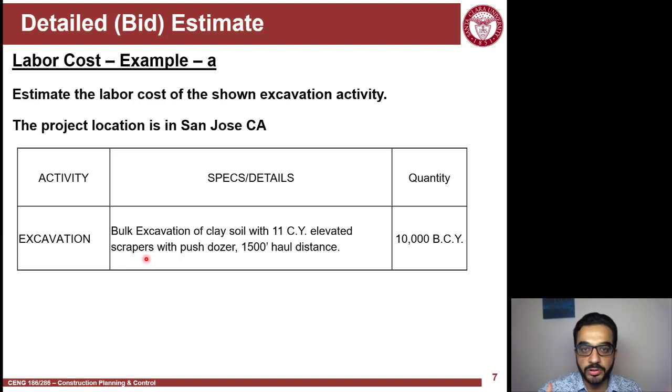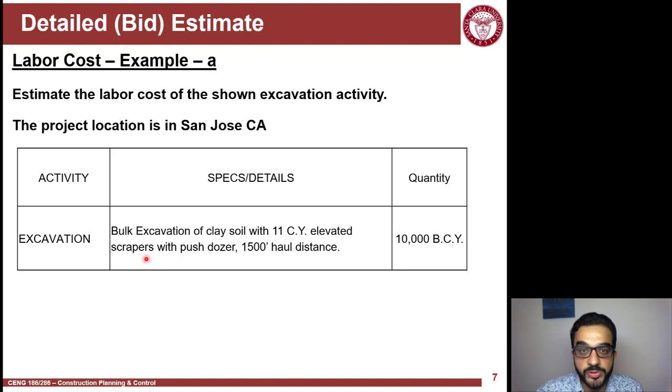Just Google or search YouTube for scrapers and you will see this equipment. It's kind of like scooping the soil like ice cream. It works with a push dozer. We all know the dozers. The dozer here is working, and then these scrapers are traveling back and forth, moving the dirt over a 1,500 haul distance.